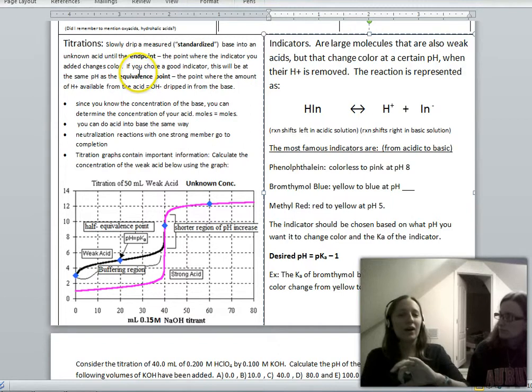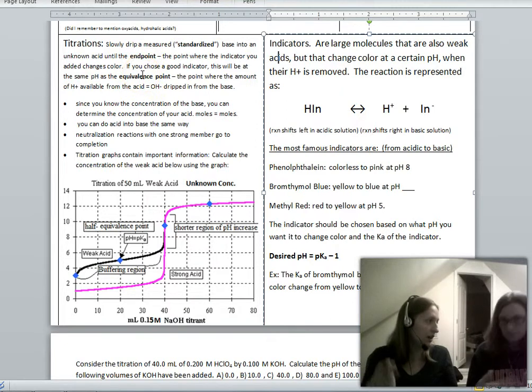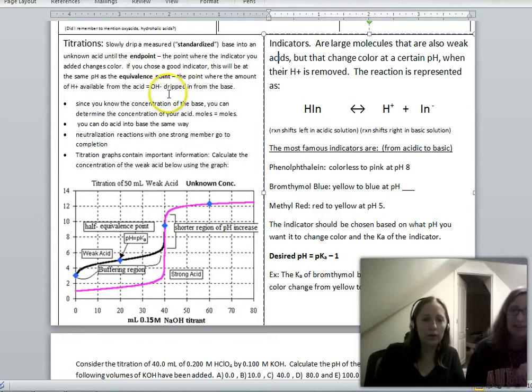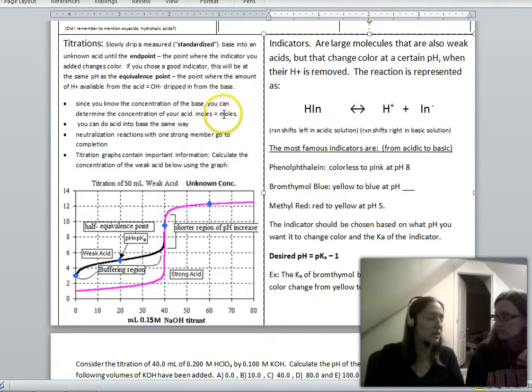And so that's the spot where you can do calculations. And so you go drip, drip, drip, drip, drip. Hey, I should stop. Okay, math. This is the concentration of that acid. Ta-da, I defeat lab. If you know the concentration of that base, you can determine the concentration of that acid, because the moles of the acid is going to equal the moles of the base.